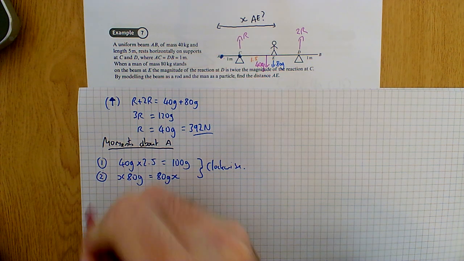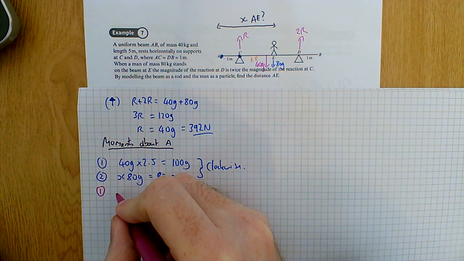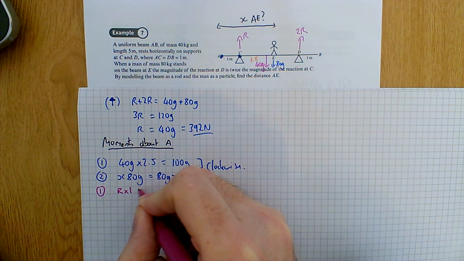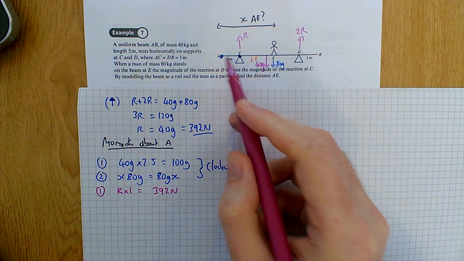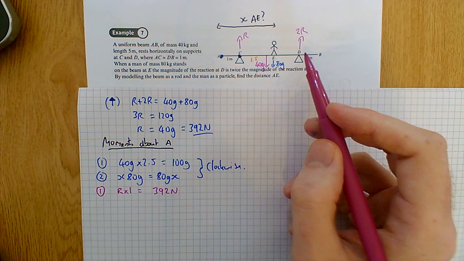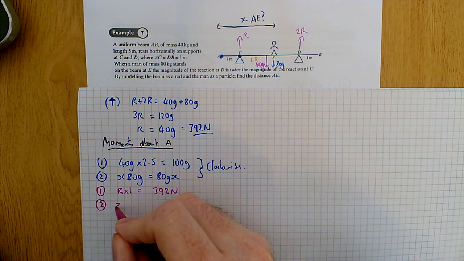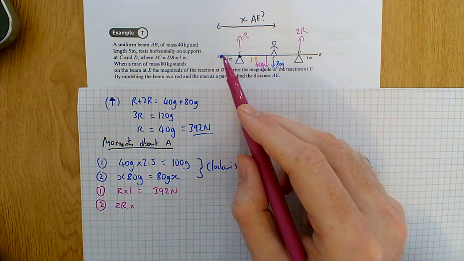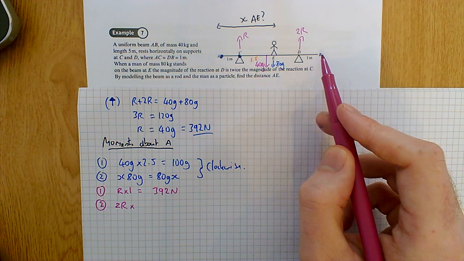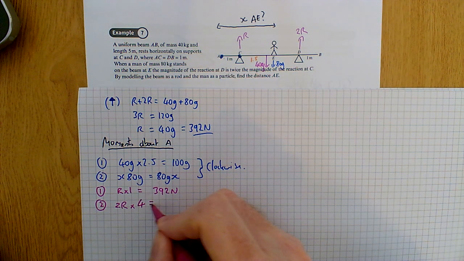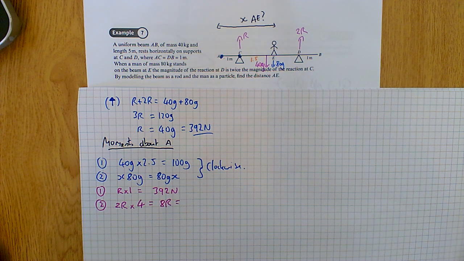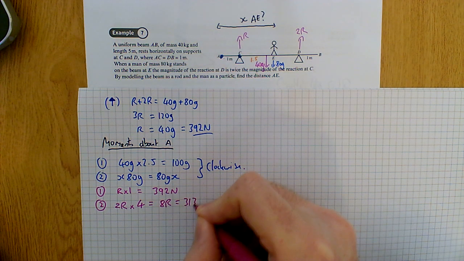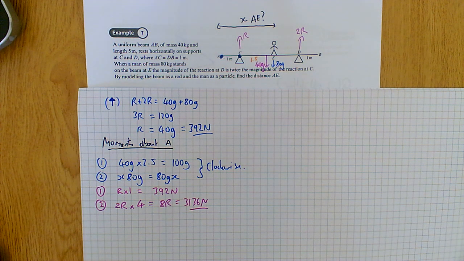And then in the opposite direction, pulling it up, we've got the first one, which is R. So R times 1, but we've just found out that R is 392 newtons. The 2R is the other one, and it's at a distance of, well, if the whole thing is 5 meters and there's 1 meter here, that makes it 4 meters. So this is 8R, which is going to be a massive force, 8 times 392, which is 3,136 newtons.